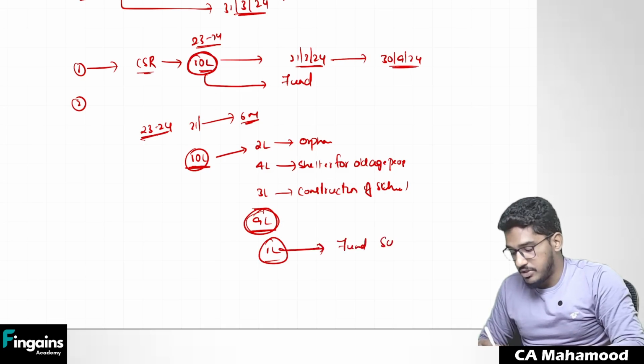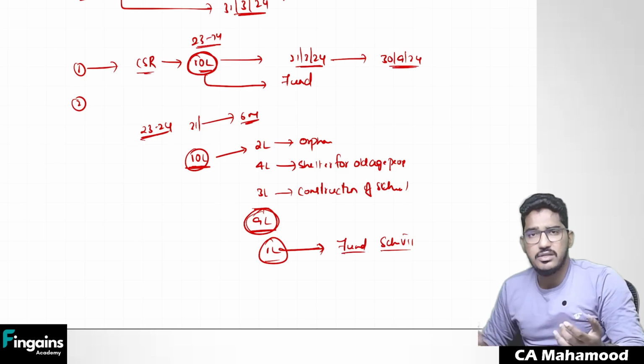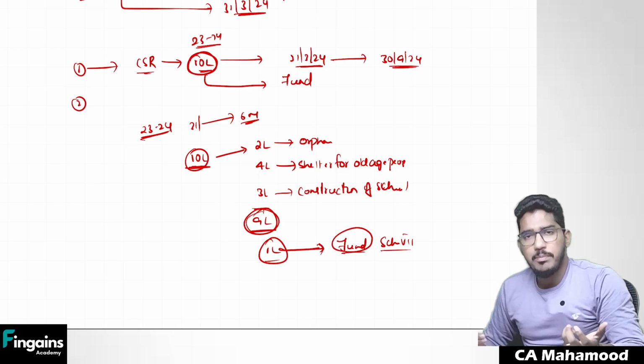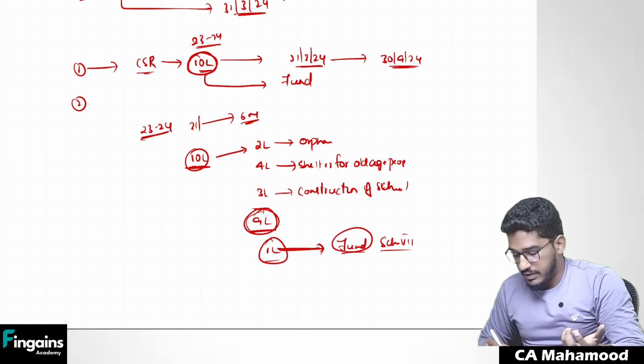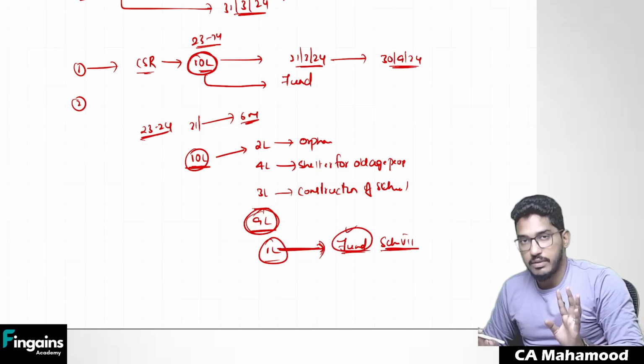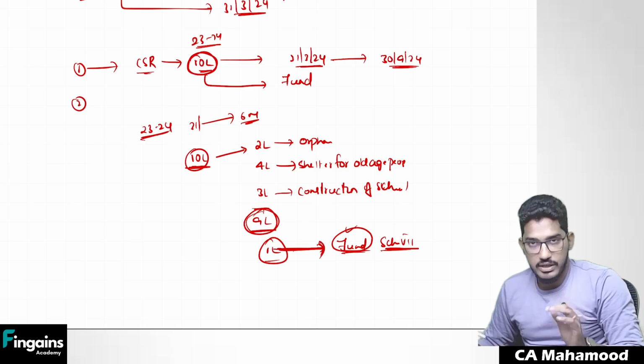the fund as given under Schedule 7. That means in Schedule 7, some funds are specified. One example is the Prime Minister National Relief Fund. Some funds are given which will be managed by the central government. You have to transfer that money to the fund specified under Schedule 7. Government will take care of that money. Once the money goes to the fund, you will not get it back.